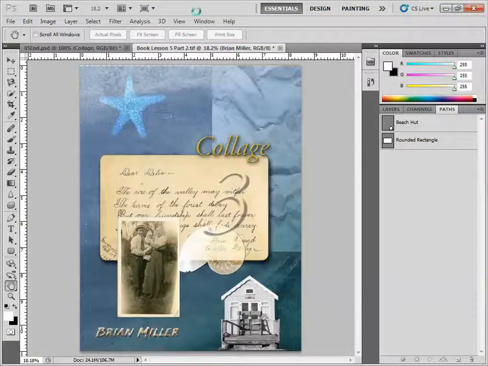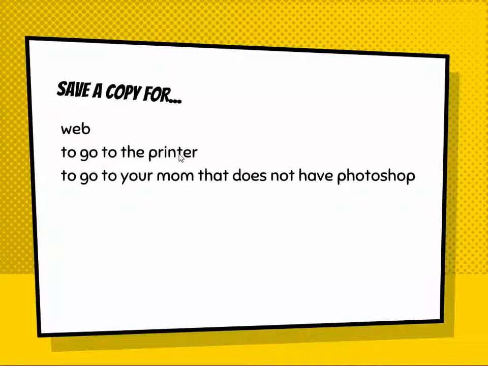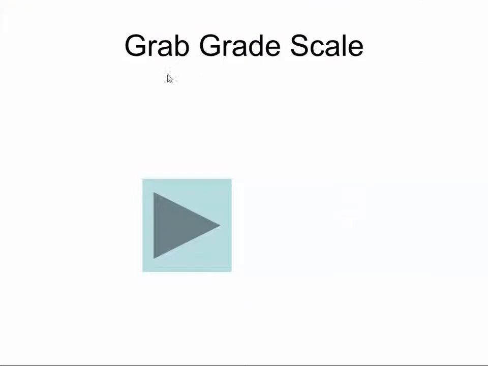Okay, so now we've satisfied that last requirement. So you've saved a version for the web, you've saved a version to go to a printer in a lossless format, and you saved it to go to your mom, and your mom doesn't have Photoshop, but everybody in the world can open up a PDF. So that's what we've done. All right, now your job is to grab the scoring guide or the grade scale and to make sure you've done everything and have me come and grade Lesson 5, the end.